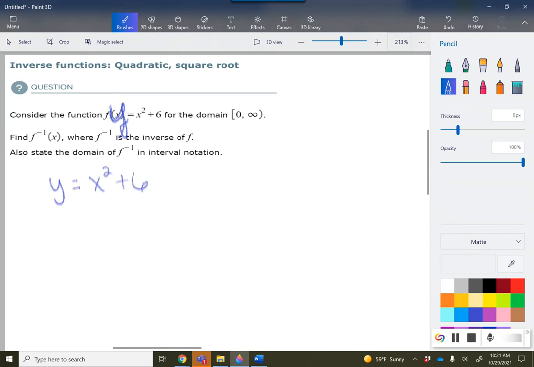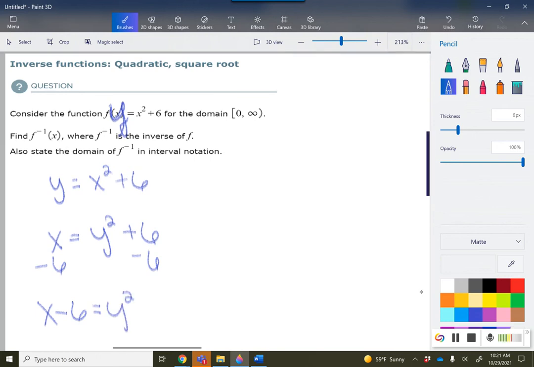Now, if we want to find the inverse, the next thing we're going to do is interchange the x and the y. So what was y now becomes x, and what was x now becomes y. And then we solve for y, because we always want it to end up in f of x form, so that's going to be y. So we're going to subtract 6. And then we're going to take the square root.